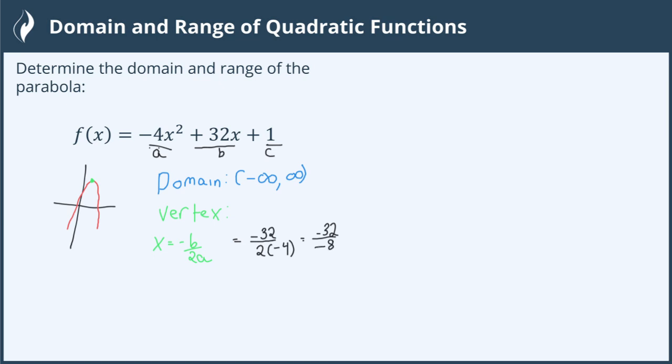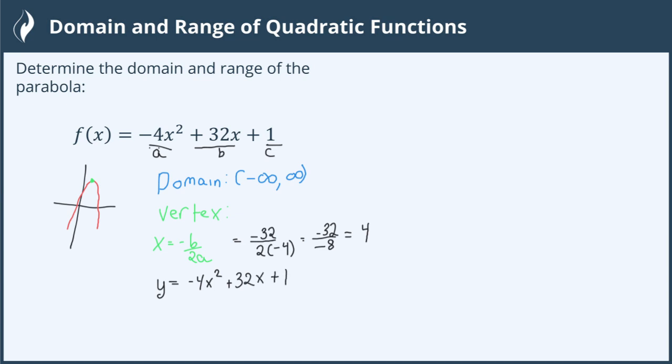Be very careful with your signs. Remember that when you divide a negative by a negative, you have a positive. This is the x coordinate of the vertex. To find the y coordinate, I'm going to fill this in for the x value in the parabola function.